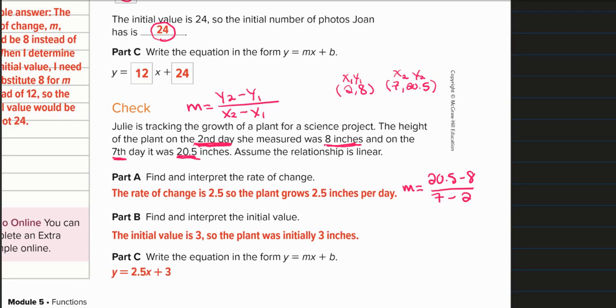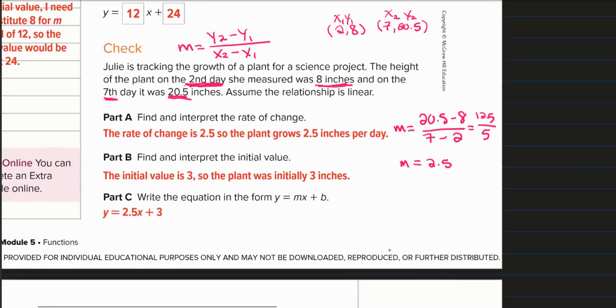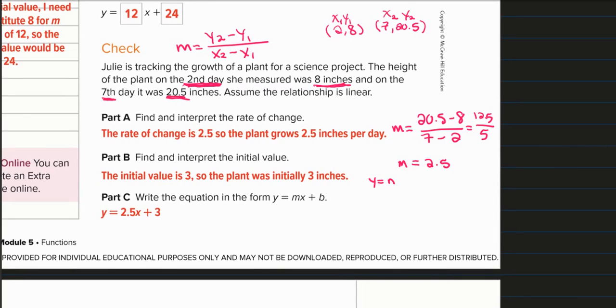When you've done this equation, you plug it into your calculator. You're going to end up getting 20.5 minus 8, which means we get 12.5 over 7 minus 2, which gives us 5. When we simplify this, we plug that into our calculator. We get our slope equals 2.5. Then we plug that into y equals mx plus b. Instead of m, we plug in our 2.5, x plus b.